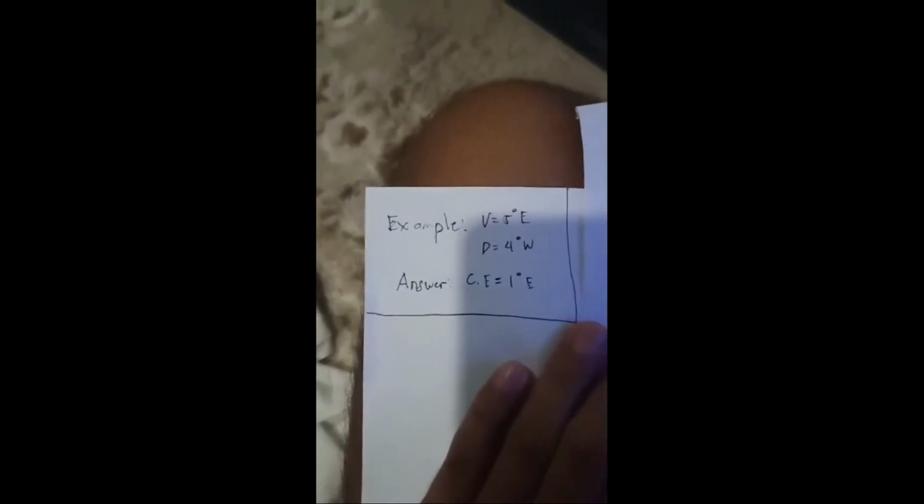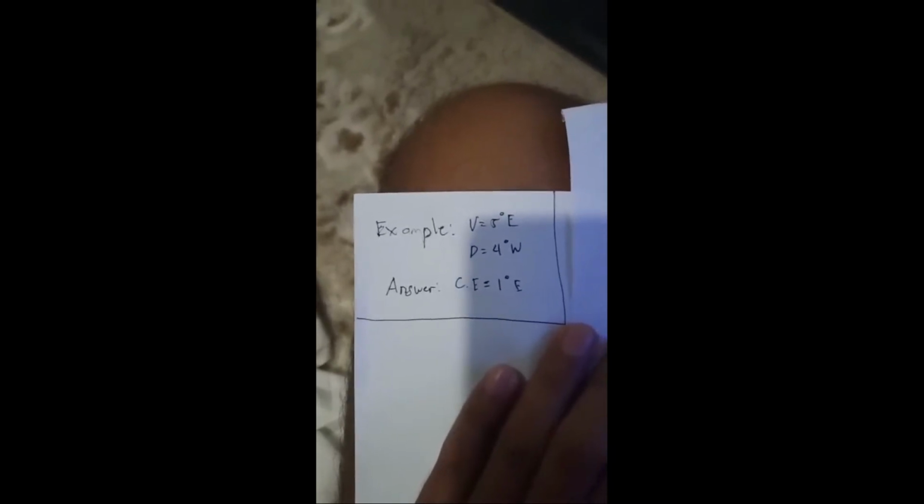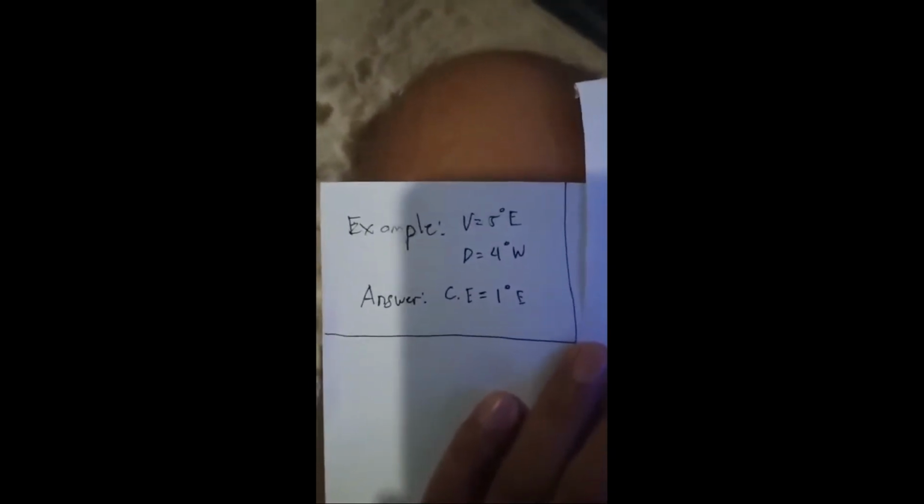So first, the question is, if the variation and deviation are given, how to determine the compass error? Now the variation and deviation are given. 5 degrees east is the variation and 4 degrees west is the deviation. And how to determine the compass error is by subtracting variation to the deviation. And that would be my answer: the compass error will be 1 degree east.